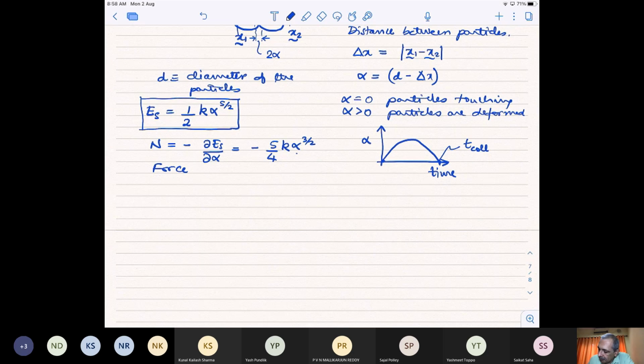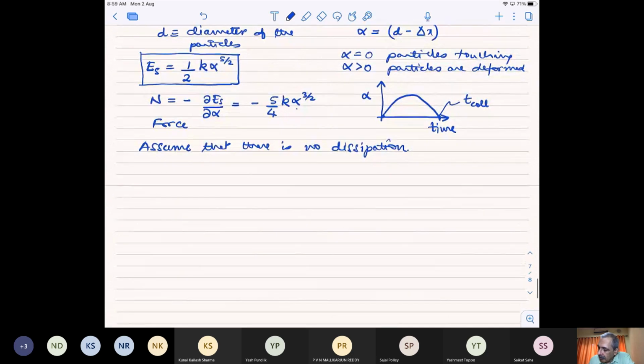So let's assume, for simplicity, that there is no dissipation. That means none of the energy is lost during the collision. So if the initial velocity, now we'll consider one particle.